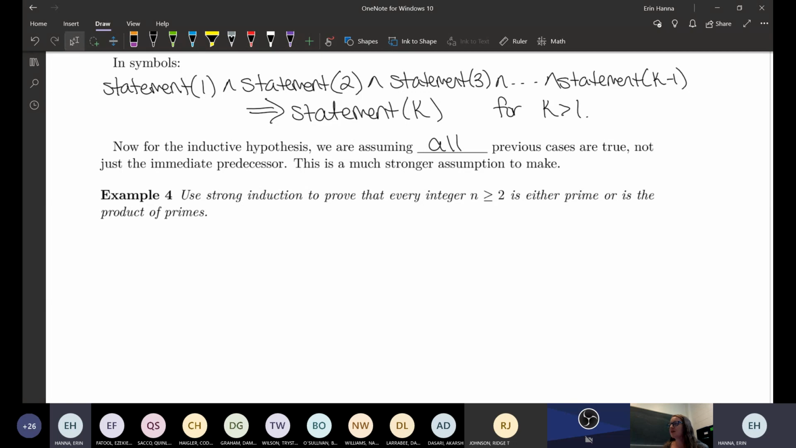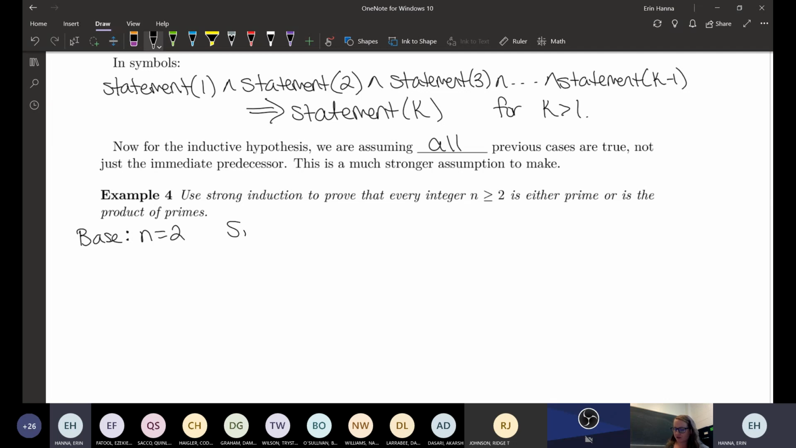So say we want to use strong induction to prove that every integer n greater than or equal to 2 is either prime or the product of primes. So we want to start with a base case. Again, the general process doesn't change: base case, inductive hypothesis, inductive step. So we need to prove this for n equals 2. Well, is 2 a prime or a product of primes?